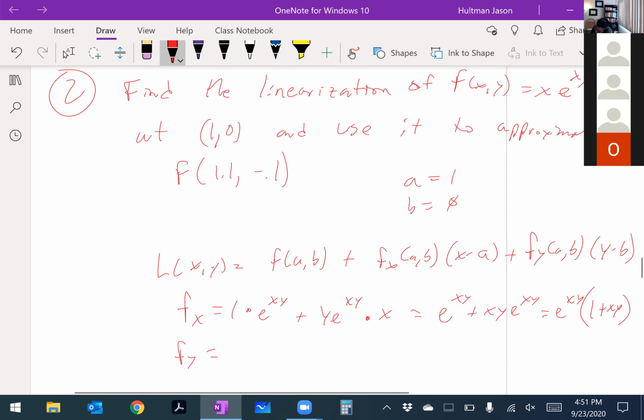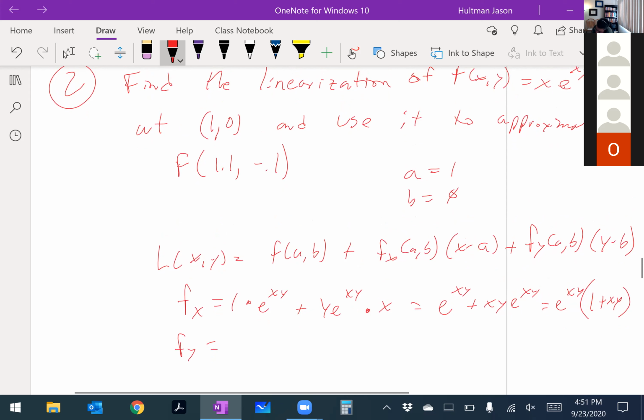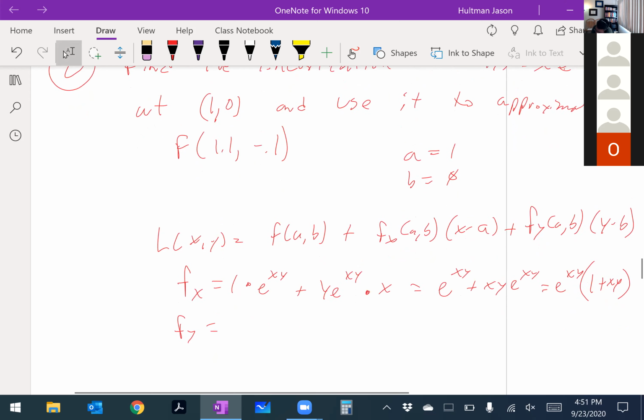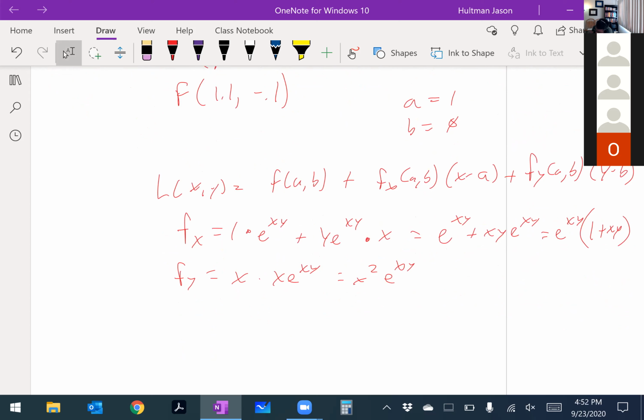Well, hopefully that one's a little easier. Treat x as a constant. Yeah, that's a lot easier. And we get x times x e to the xy, which is just x squared e to the xy. So that's a lot nicer.